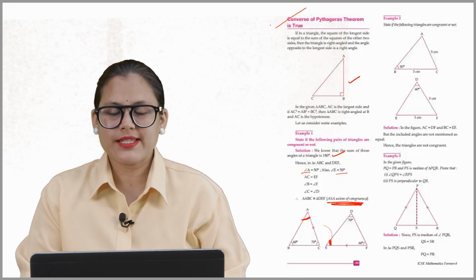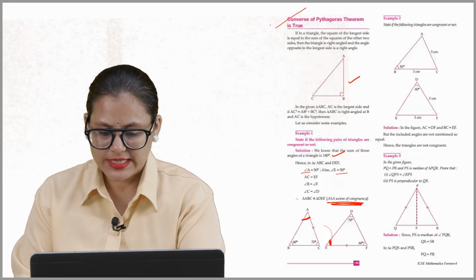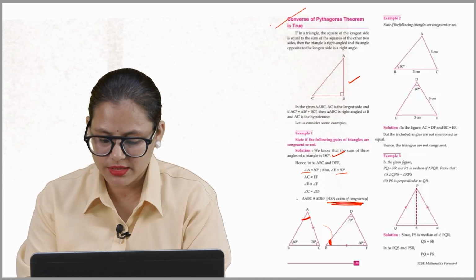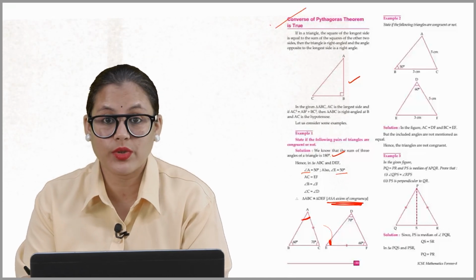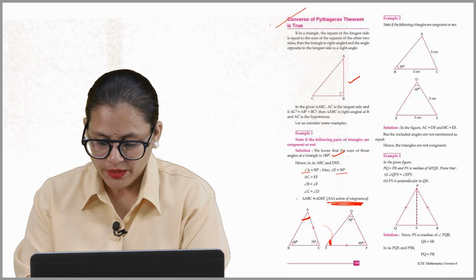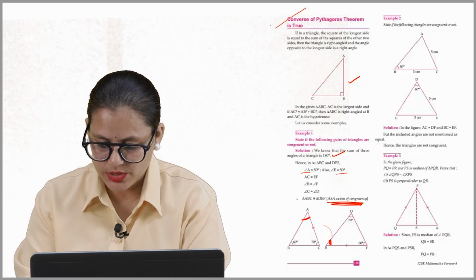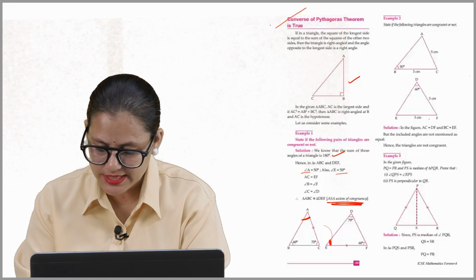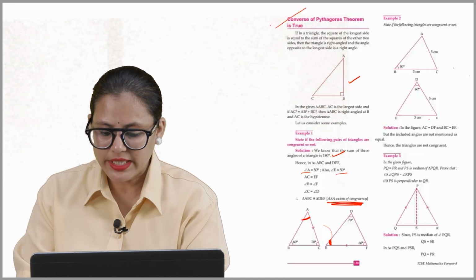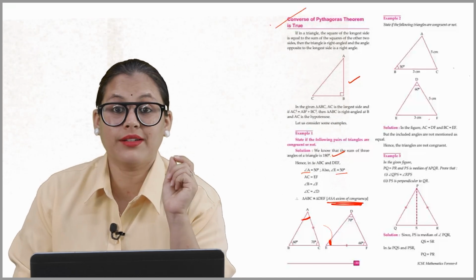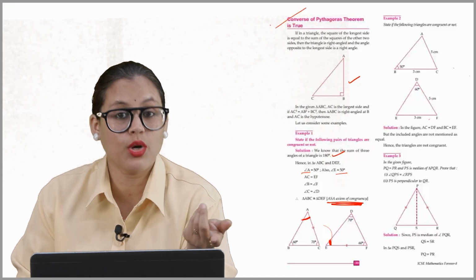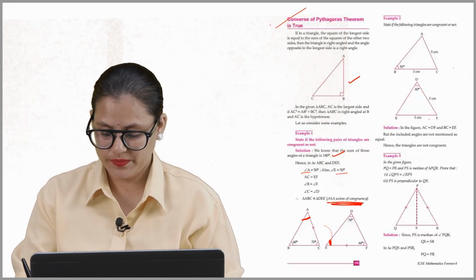Let us consider example number 2 also. State if the following triangles are congruent or not. These are the two triangles in the given figure. You can see that here AC is equal to DF, both are 5 centimeters, and BC is equal to EF. But the included angles are not mentioned as equal. So the triangles are not congruent.